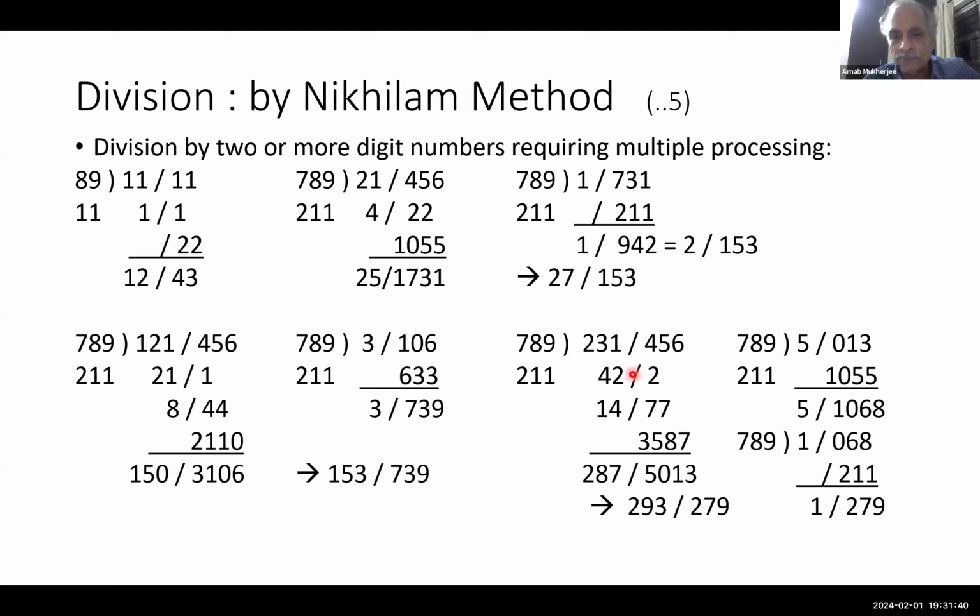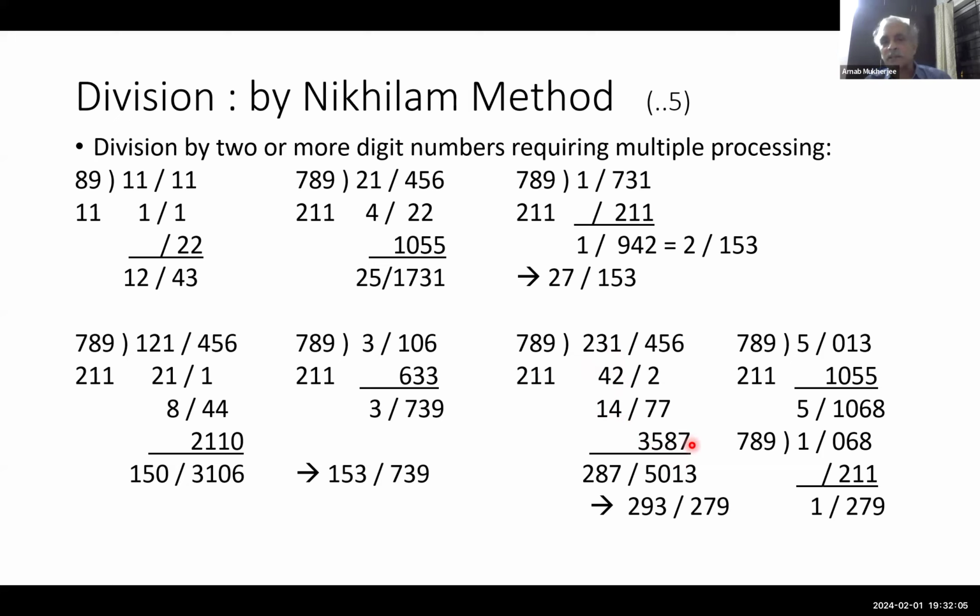This is also 200. Now the tricky question comes. 14 is below this 1 and 2. Not only is 4 below 2, but 14 is below 1 and 2. So 14 plus 2 plus 1 becomes 17. 17 into 200 will become 3587.